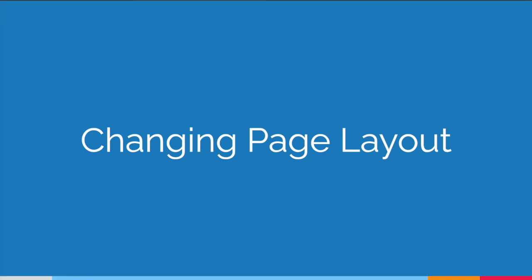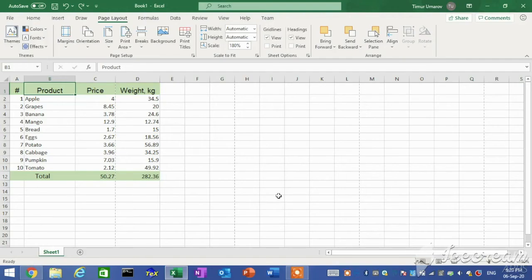Changing page layout. The commands used to define the layout of a printed page are available on the Page Layout tab. They can be used to change the page margins and orientation, set a print area, control page breaks, adjust the scale, and specify whether or not to print grid lines.